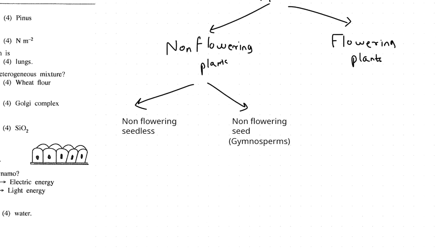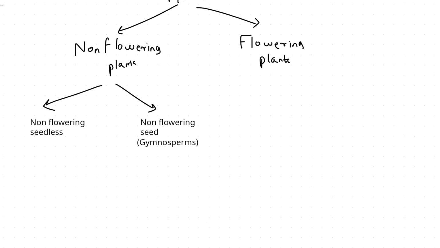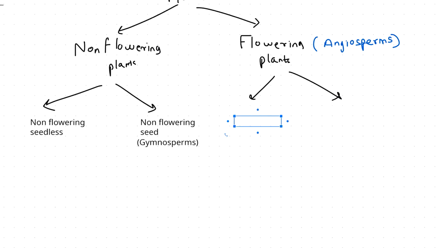Then we move to flowering plants. Flowering plants are called another name. What is that? Angiosperms. And flowering plants can be divided into two. What are they? Monocots and dicots. Monocots and dicots, yes.